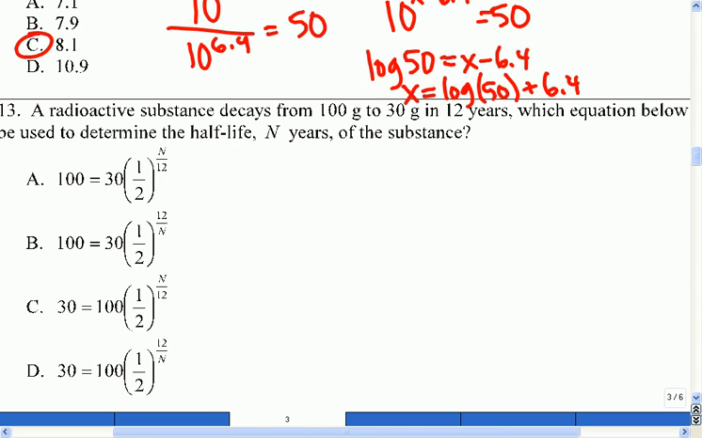A radioactive substance decays from 100 grams to 30 grams. Right away we should note this is the initial amount, that's what I started with, and this is what I'm ending with, what I have now, in 12 years. Does that have anything to do with the growth constant, or is that just how much time has gone by? That's just how much time has gone by. So this is time elapsed.